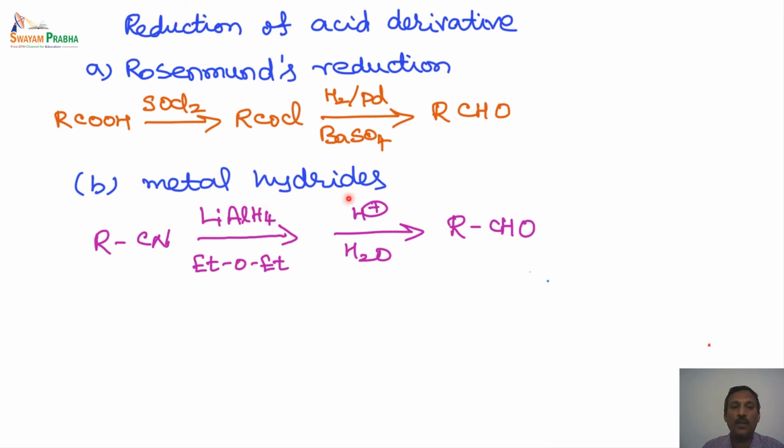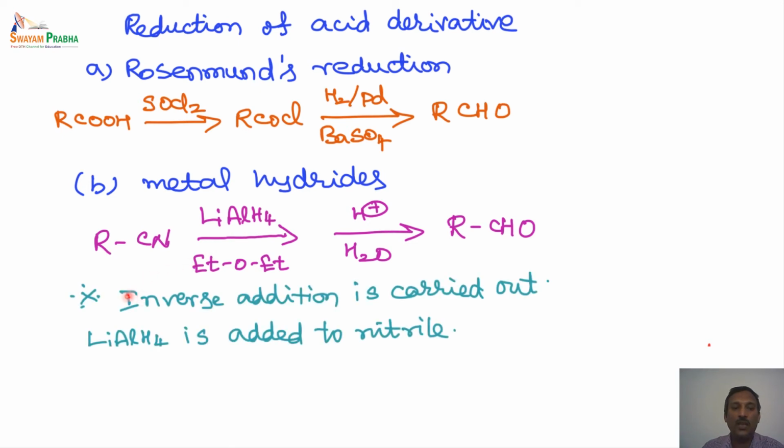The next one is the metal hydride reduction. The cyanides or nitriles are treated with lithium aluminium hydride in the presence of ether. Ether is used as a solvent, and an acidic workup finally produces the corresponding aldehyde. So cyanide can be converted to aldehyde with the help of lithium aluminium hydride.